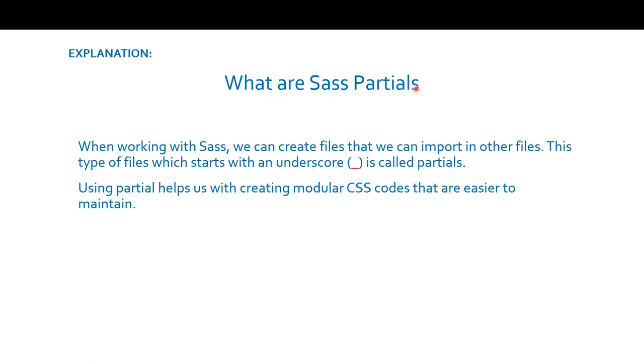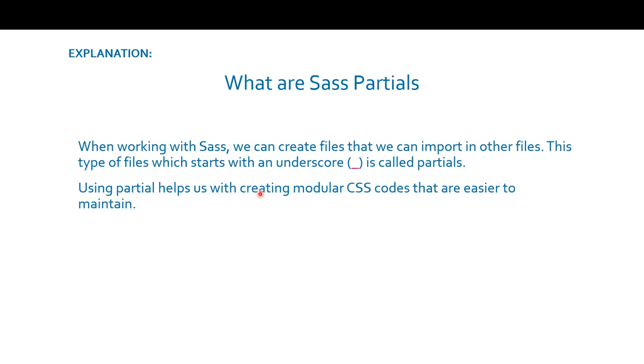So what are Sass partials? Basically, when we're working with Sass, we can create files that we can import in other files. This type of file, which starts with an underscore, is called a partial. When we work within a Sass project, our project could be very large, with so many components. So what we try to do is create a partial Sass file for each of the components.